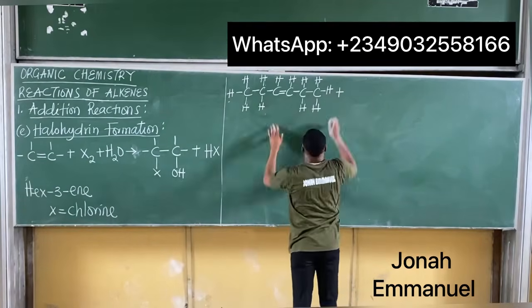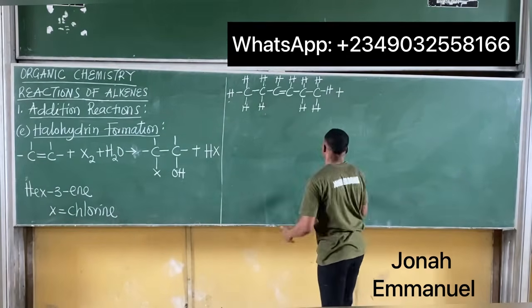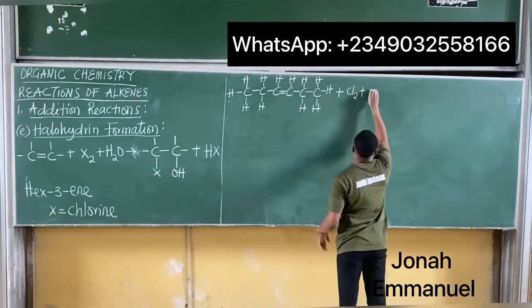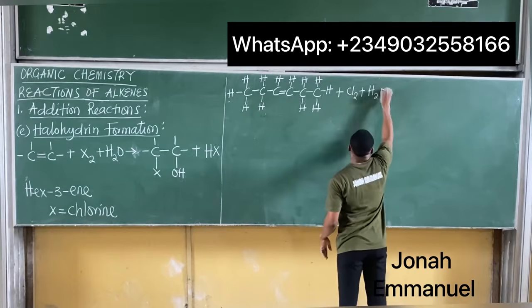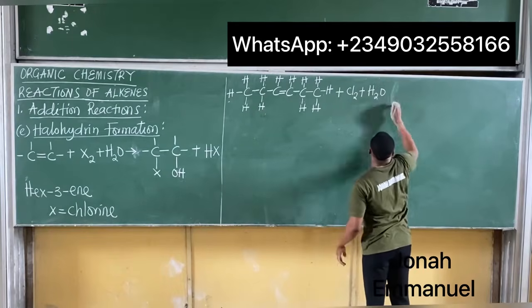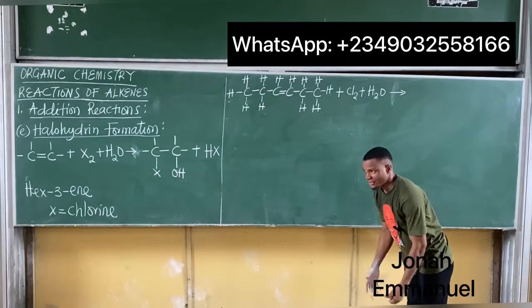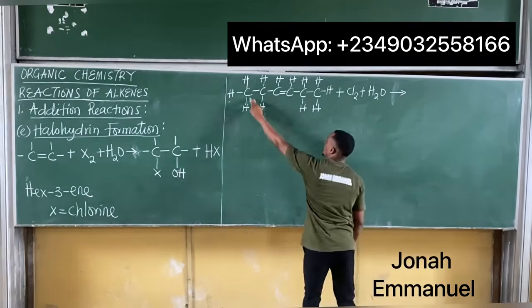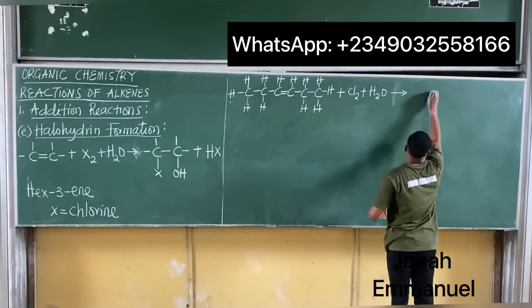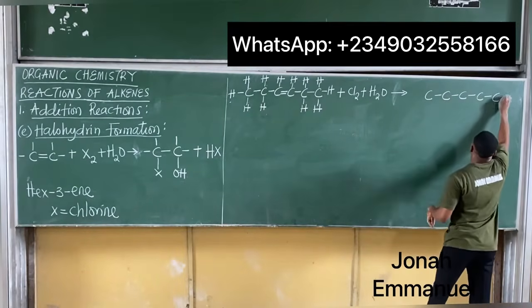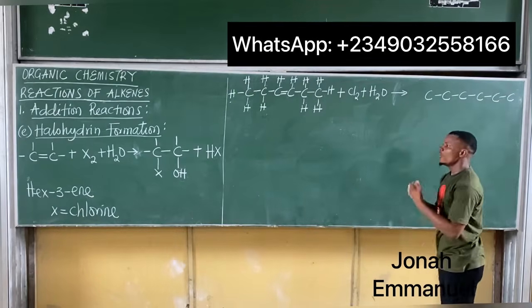Hex-3-ene combines with, we said X should be what there? Chlorine. So because of that, Cl2. Plus what there? Water. That becomes what there? H2O. To give you what? First of all, a corresponding alkanol. So get the number of carbons there. 1, 2, 3, 4, 5, 6. I have this. What next?